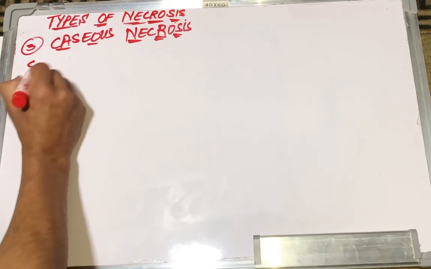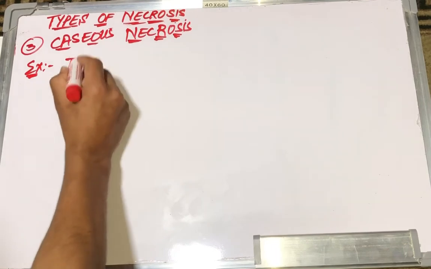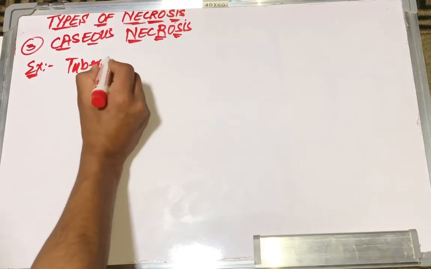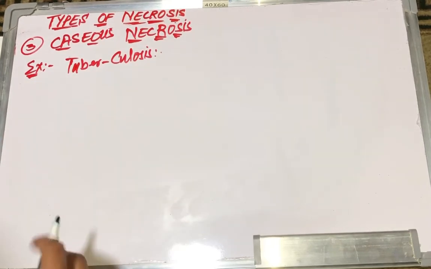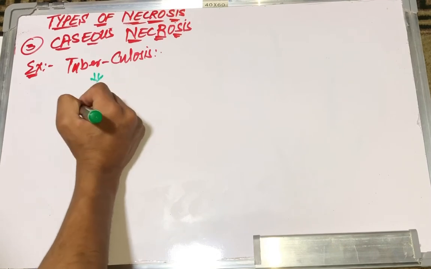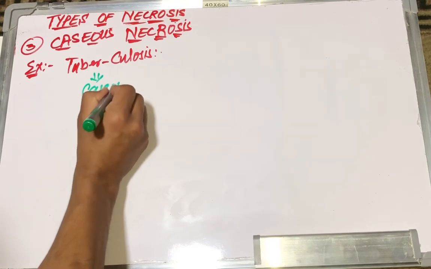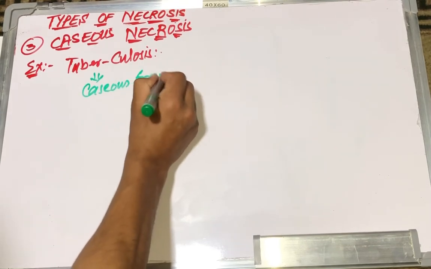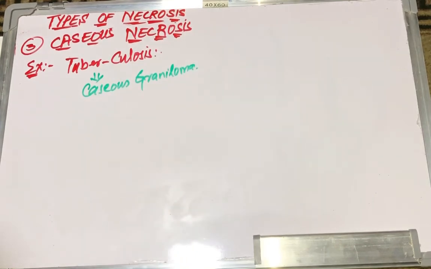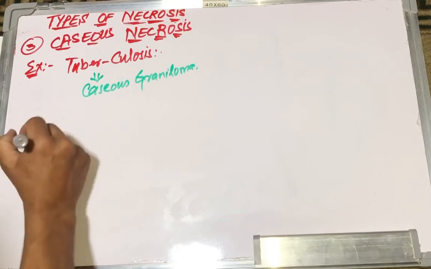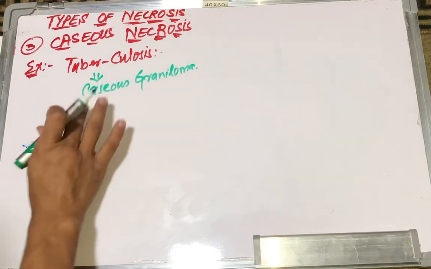Now we will see an example where we can see caseous necrosis. It is seen in a disease called tuberculosis. Tuberculosis shows caseous granuloma. How does it show it? Now we will see how it looks.